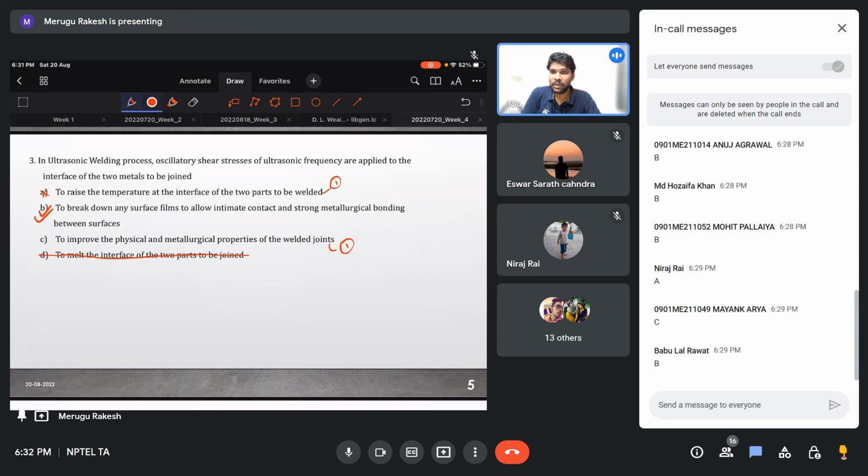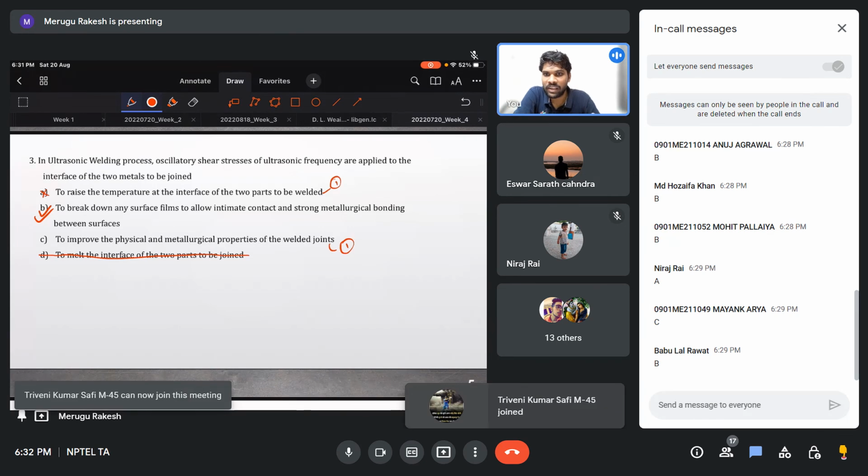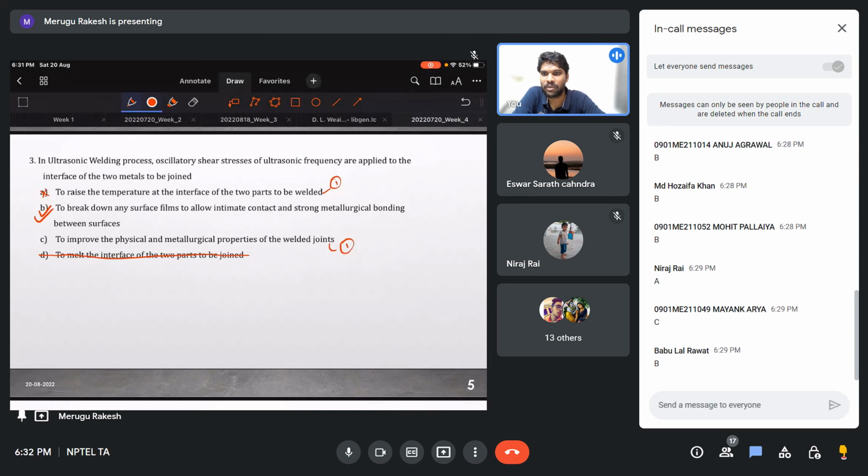Option C is to improve the physical and metallurgical properties of the welded joint. That happens once you have made a bond. Without making any welding joint, you cannot assess the metallurgical properties. So option C is wrong. We apply these ultrasonic frequencies, that oscillating shear force, to join, not to improve the physical and metallurgical properties of the welded joints.